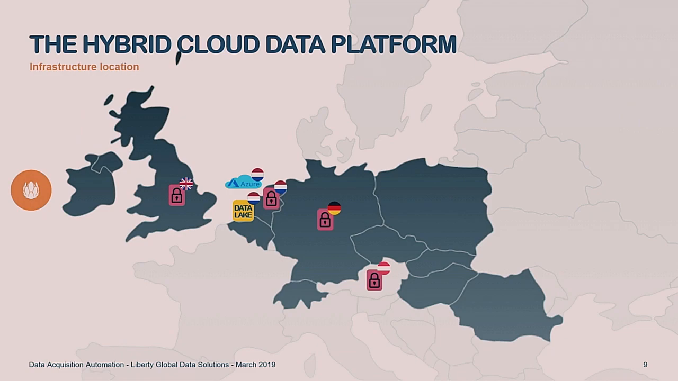A quick look at our infrastructure locations. We have 4 data privacy gateways located in various countries, and our on-premise data lake is located in the Netherlands. We also use the Azure cloud services located in West Europe, in this case, the Netherlands.